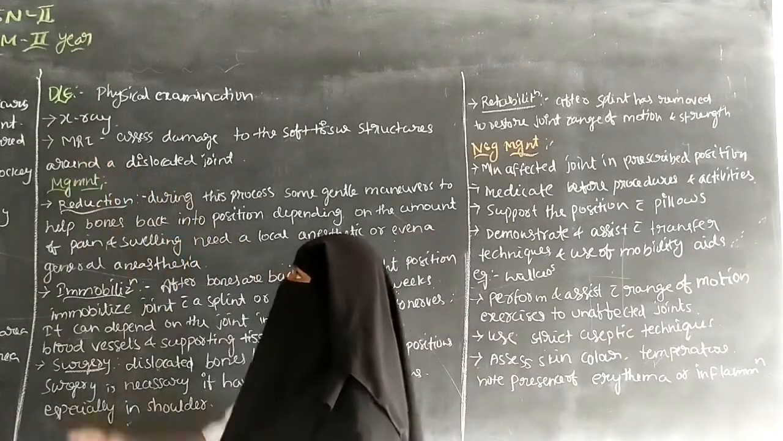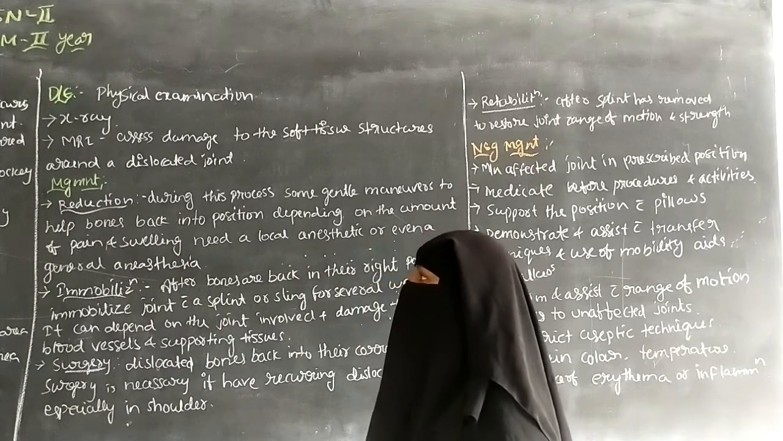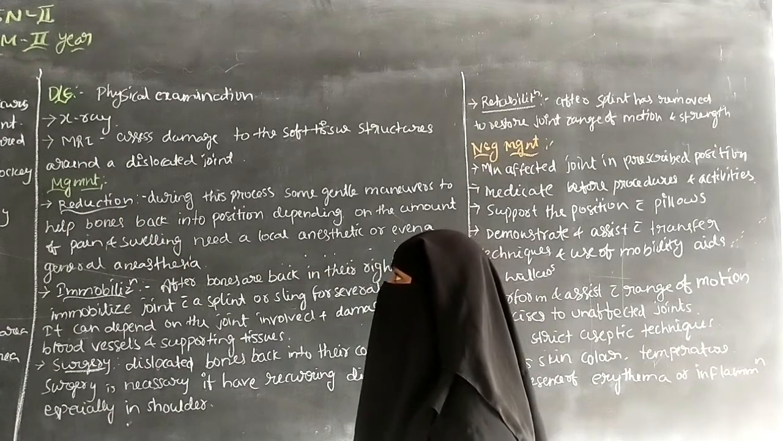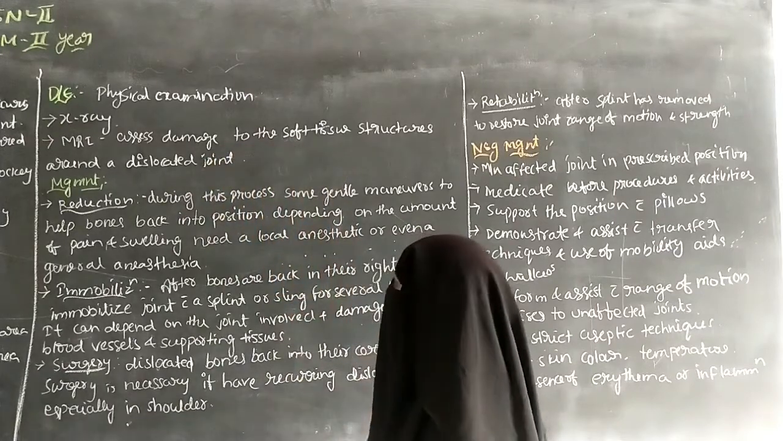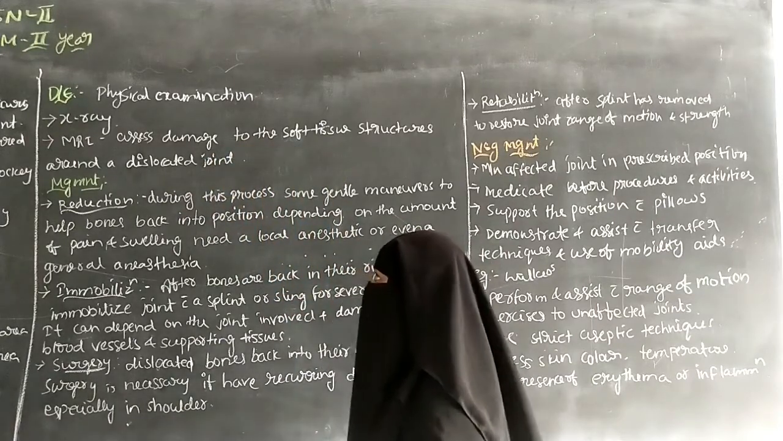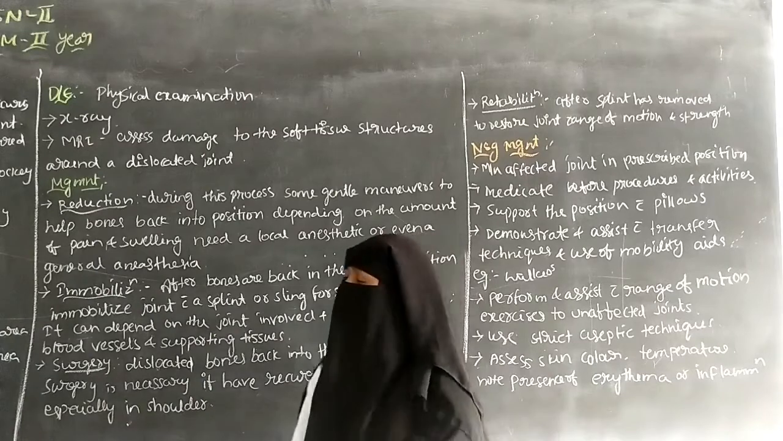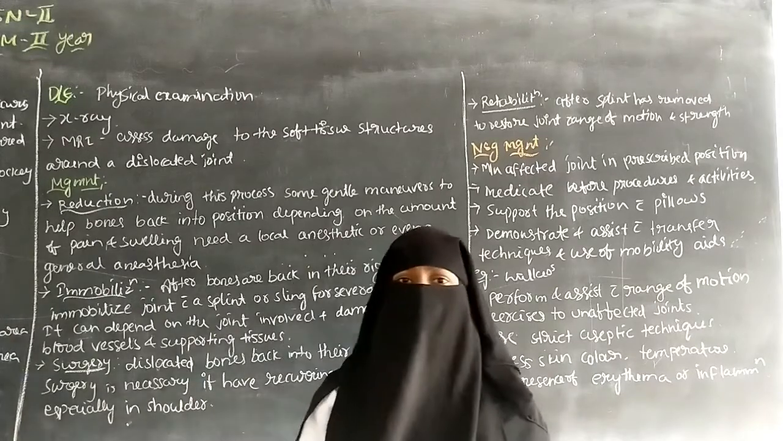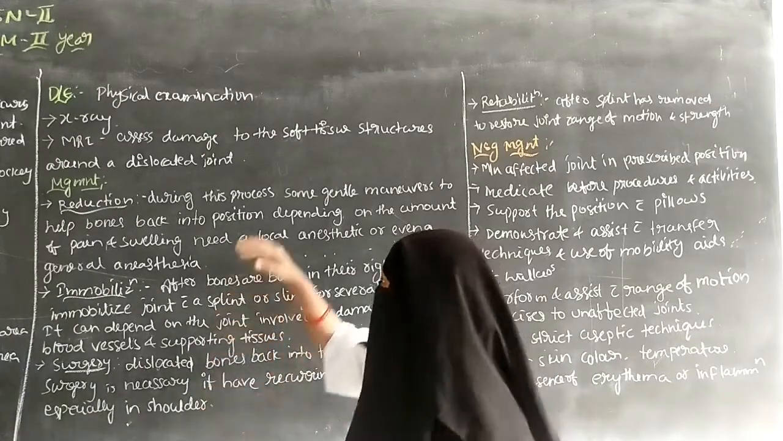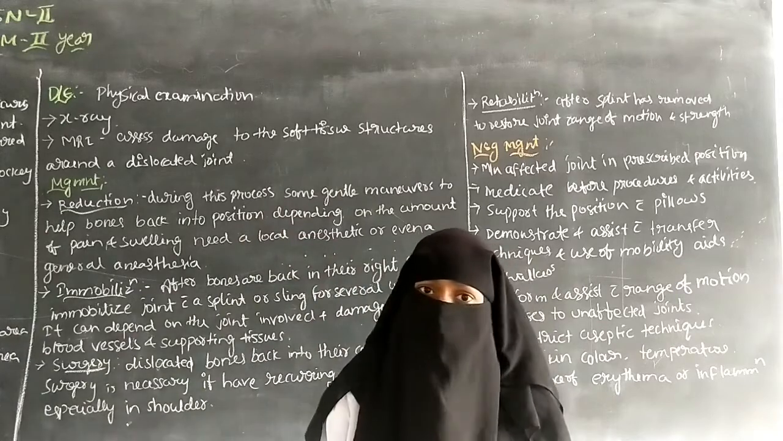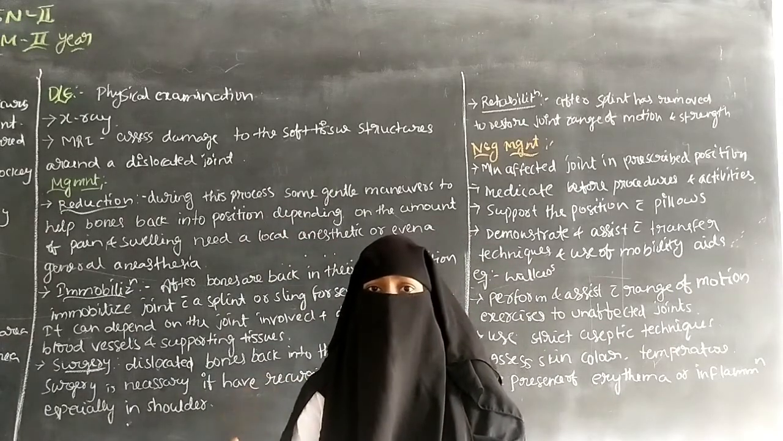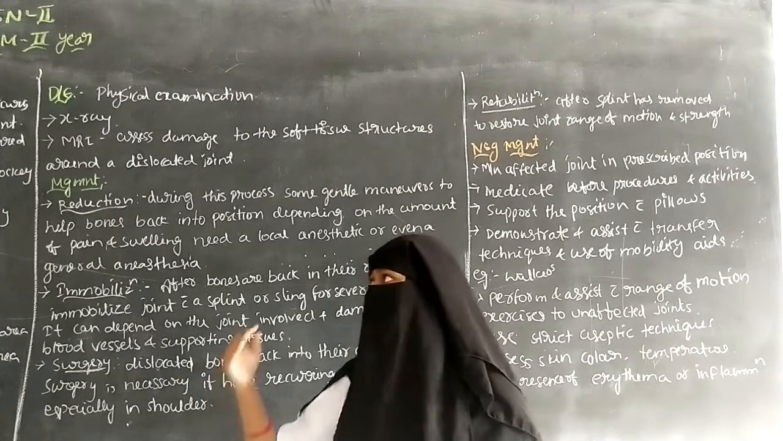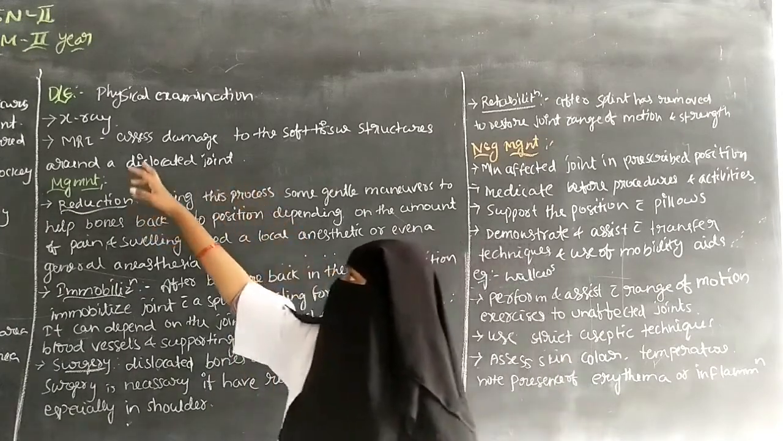And next is the MRI scan. MRI, or magnetic resonance imaging, is used to assess the damage to the soft tissue structures around a dislocated joint. Whether soft tissue damage is present around the dislocated joint or not, we can identify by the MRI scan.